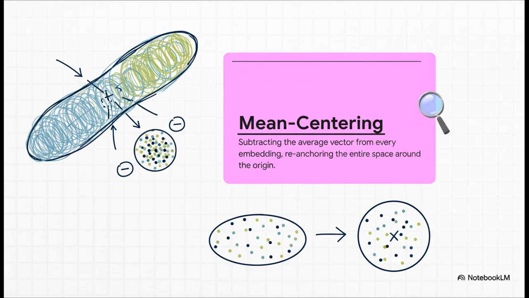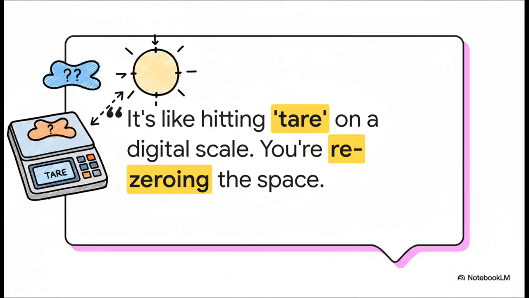All you do is calculate the average of all your embedding vectors, and then you just subtract that average from every single vector in your dataset. That's it. And what it does is it pulls that entire cloud of data points back so it's centered perfectly on the origin again. Honestly, the best way to think about this is like hitting the tare button on a digital scale. You're not actually changing the weight of anything you put on it later. You're just resetting the baseline to 0 so all your future measurements are accurate. That's all mean centering is. It's a simple but really powerful re-anchoring of your whole space.